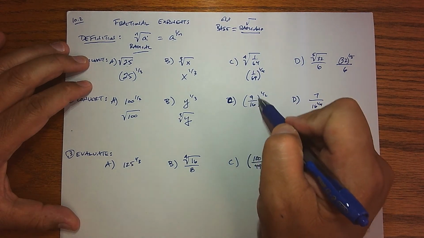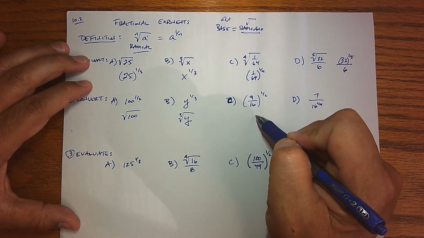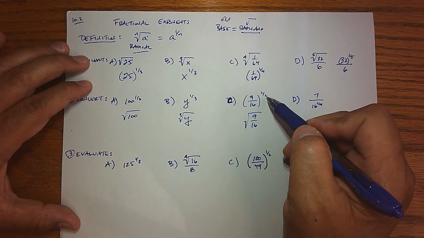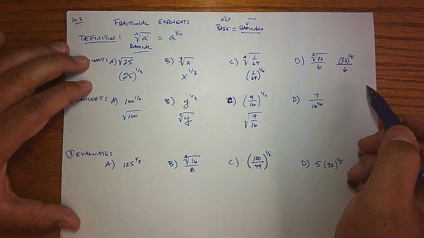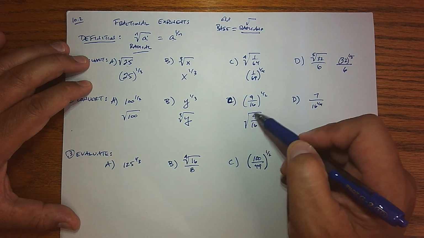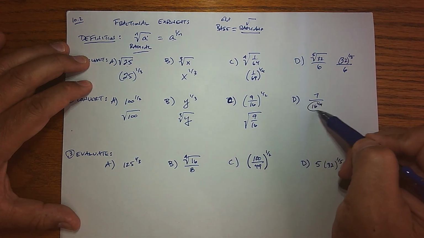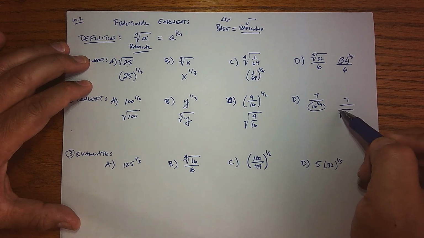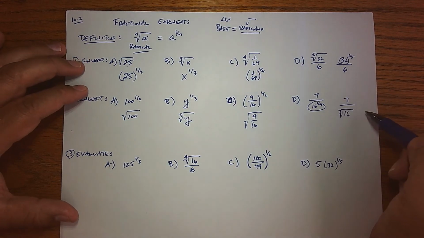Again, careful with the fractions here, the parentheses. The entire thing, 9/16, goes underneath the radical. And what's the index? Well, it's 2 here. So we're talking about the square root of 9 over 16. So notice the whole fraction is under the radical. As opposed to D, the fractional exponents only apply to the bottom. So this would be 7. 16 is under the radical, and our index is 4. So we're talking about 7 over the 4th root of 16 in that example.